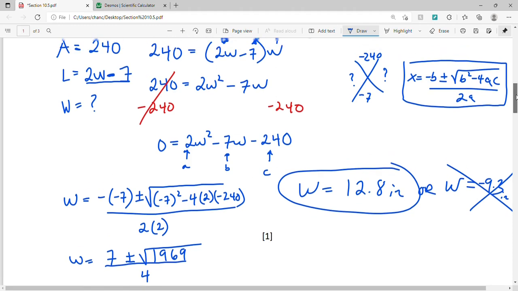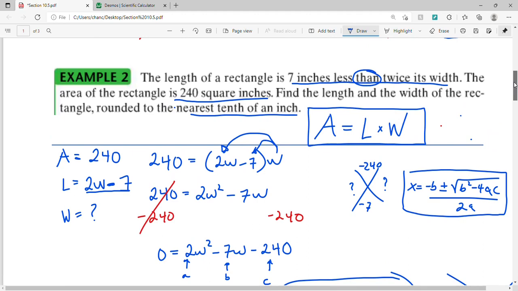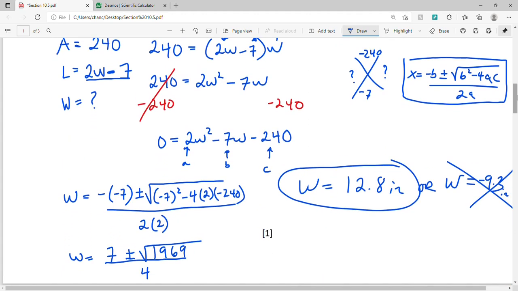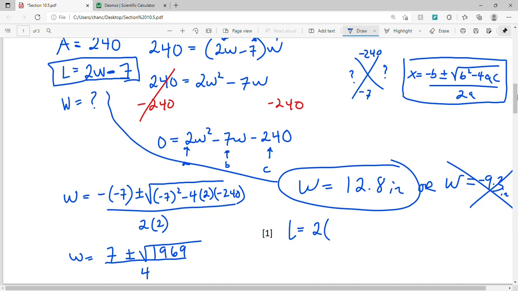But we're not done yet. We have to find the length. To find the length, we'll use our previous equation that we created ourselves, which is the length equals 2W minus 7. So we'll say L equals 2, and we'll substitute the W here into the equation. This is 2 times 12.8 minus 7. And we'll use a calculator for that. And that gives me 18.6. So that means the length is 18.6 inches.